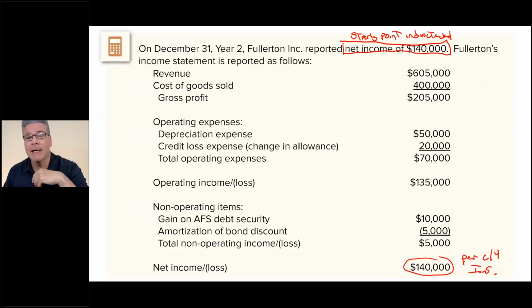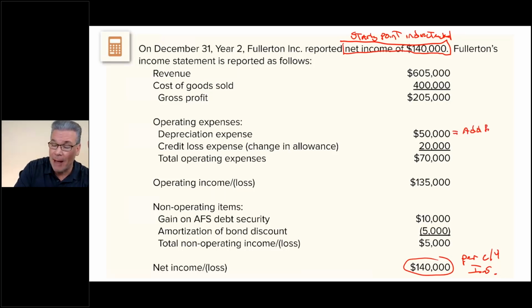Now, what adjustments am I going to need to make? The depreciation expense of $50,000, I'm going to have to add that back. Why? It made net income go down, but no cash went out the door. Any loss, bad debts, warranties, any loss on sale of PP&E, I got to add that back. It made net income go down, but it's not part of my core business. All righty.